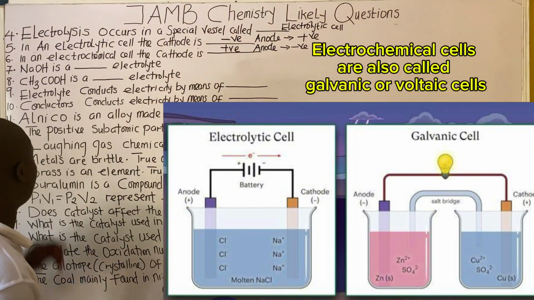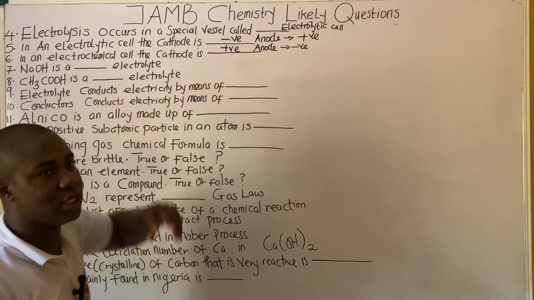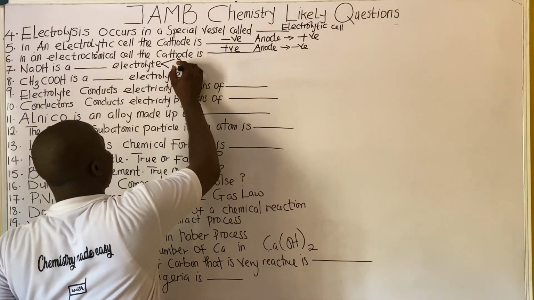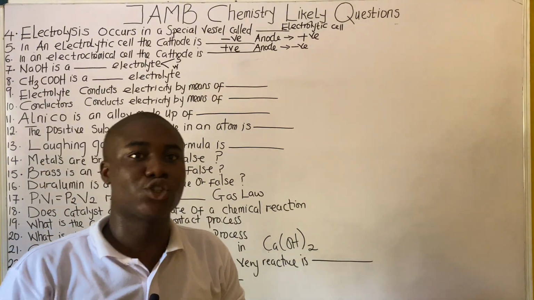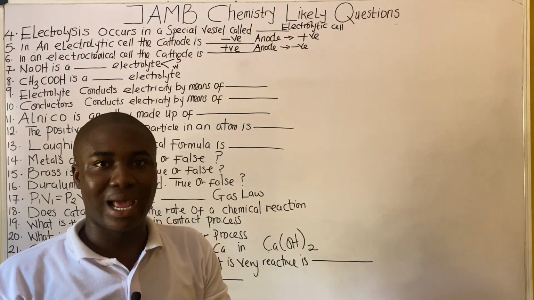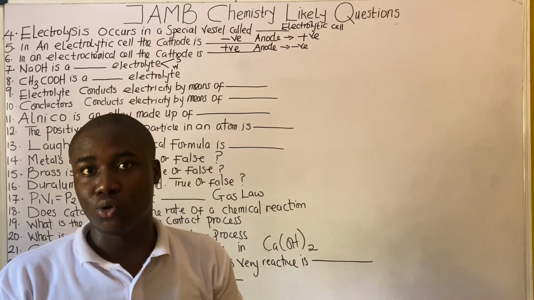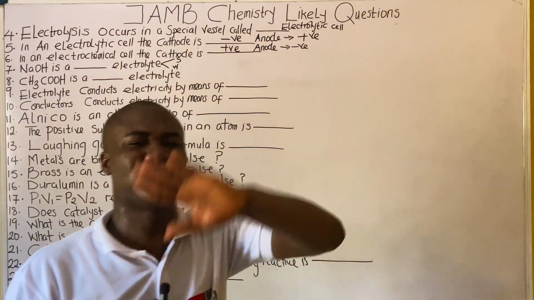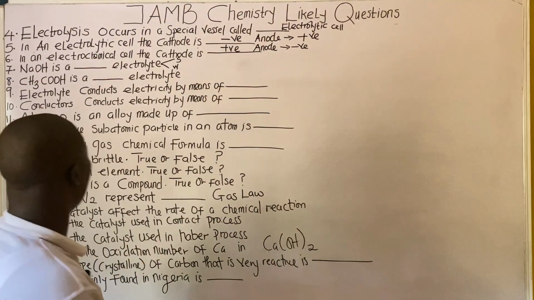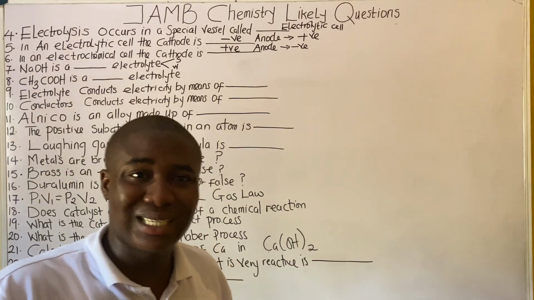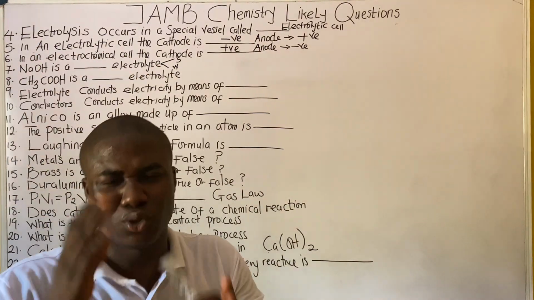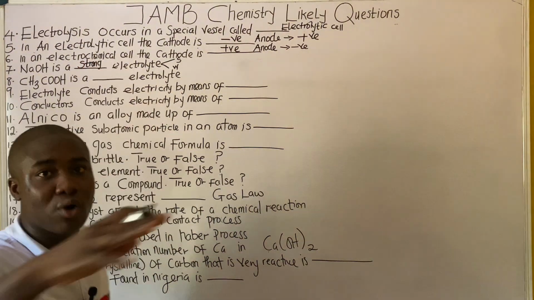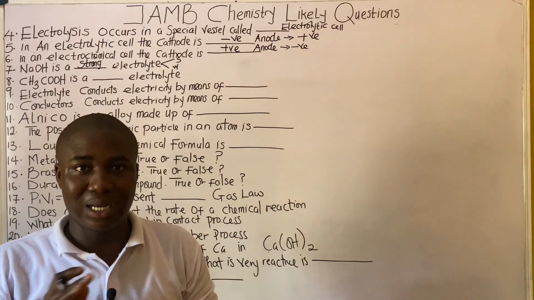So let's get into the next question, and it says sodium hydroxide, NaOH, is a dash electrolyte. Electrolytes can be of two forms. We have strong electrolytes and weak electrolytes. Strong electrolytes are electrolytes that ionize completely in a solution. And just take note of this: for you to be a strong electrolyte, you'll be either a strong acid or a strong base. Now, sodium hydroxide is a strong base, so automatically, sodium hydroxide is a strong electrolyte. Do you understand? If it was any strong acid, it's still going to be a strong electrolyte. It's very, very easy.